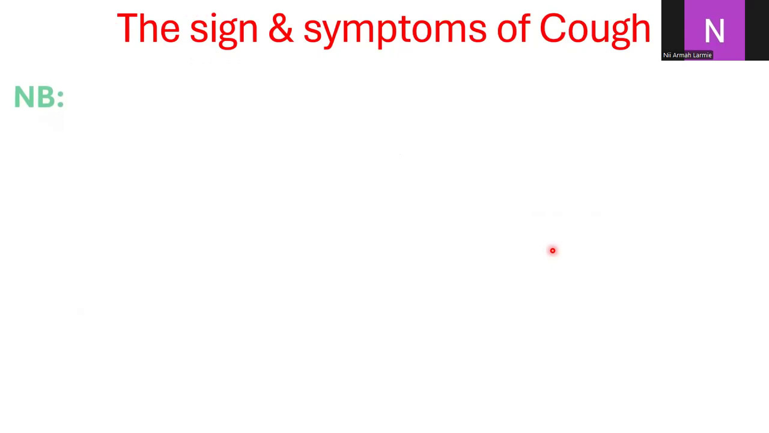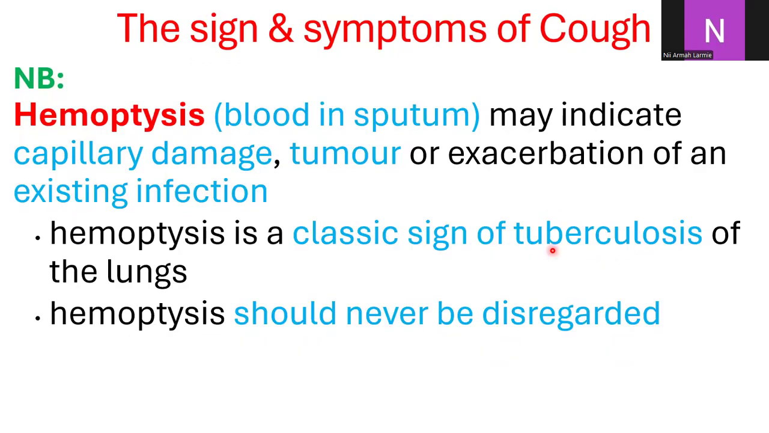Now, if the productive cough comes and there is blood in it, the presence of blood in the sputum is a very important sign. It could simply mean that the person has been coughing for a while and maybe capillaries have been damaged. That is simple. That is easy to see. But it could also point to a tumor. So you have to make further investigation, or it could point to probably an infection that has been there for a while, that has been exacerbated. So the point is, if you see blood in the sputum, there is a need for further investigation.